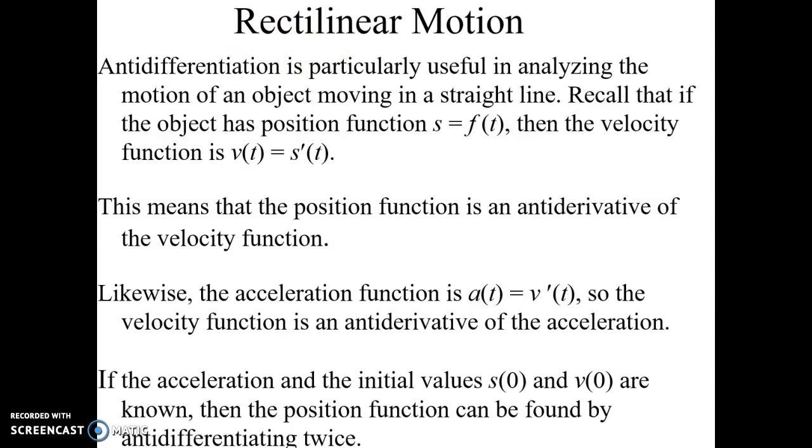Recall that if the object has a position s, which is f of t, then the velocity is going to be the derivative of that function, or s prime of t. This means that the position function is the antiderivative of the velocity function. Likewise, the acceleration function, a of t, is the derivative of the velocity function. So the velocity function is the antiderivative of the acceleration function. So if the acceleration and initial values of s of 0 and v of 0 are known, then we can find the position function by taking the antiderivative twice.